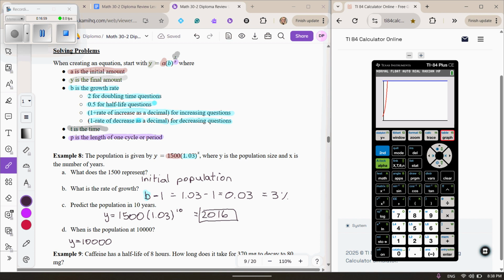Oh, perfect. I can see my intersection. So now I'm going to do second trace 5, enter, enter, enter, and I get my answer of x equals 64. Remember, we can also solve this algebraically, and I will focus in on that in the next couple questions. So the units for this is, when is the population at 10,000? That would be 64.18 years.